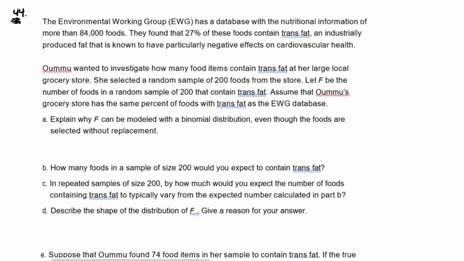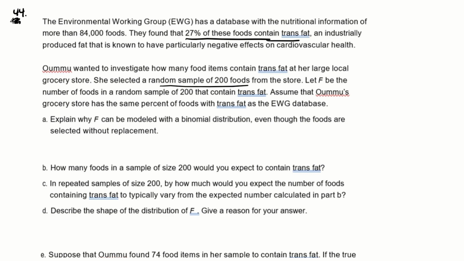All right, so let's go ahead and look at the next question. The Environmental Working Group has a database with nutritional information of more than 84,000 foods. 27% of these foods contain trans fats. OMU wants to investigate how many items contain trans fats. She selects a random sample of 200 foods. Let F be the number of foods in a random sample of 200 that contain trans fat. Assume that the grocery store has the same percent of foods with trans fat as the database. All right. Explain why F can be modeled by a binomial distribution, even though the foods are selected without replacement.